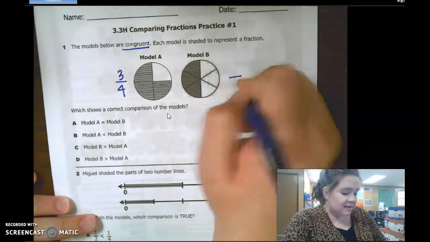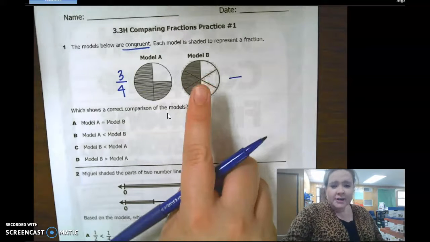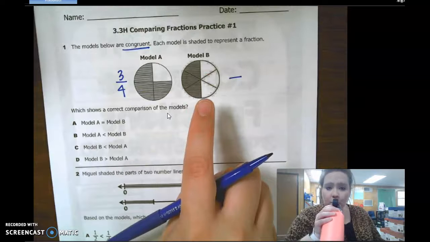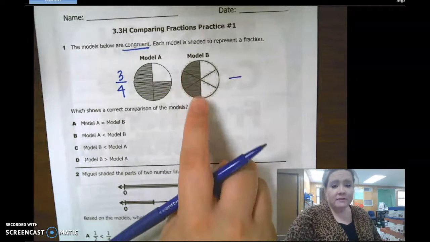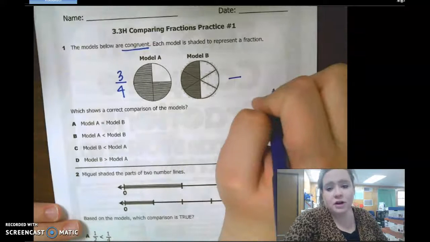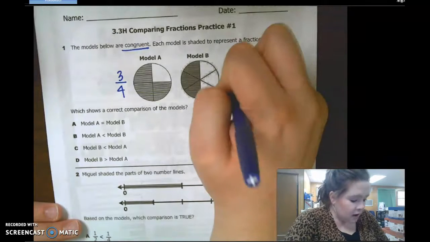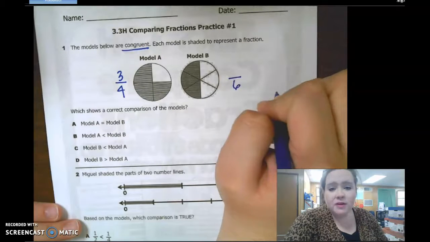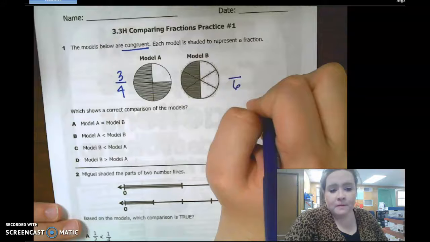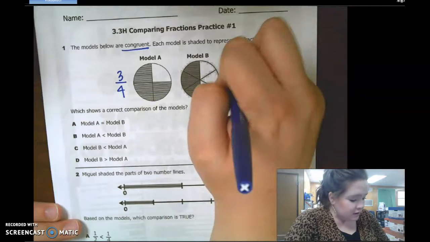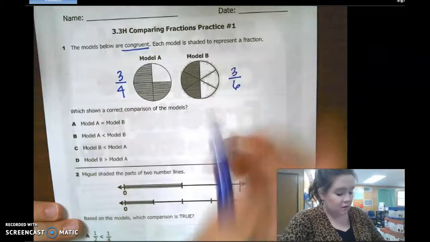Let's look at this one. How many total parts do we have here? Good, we have 6 total parts. And is that your numerator or your denominator? Your denominator. And then how many parts do we have shaded? Good, 3 parts. Okay, so the 2 fractions that we are comparing are 3/4 and 3/6.